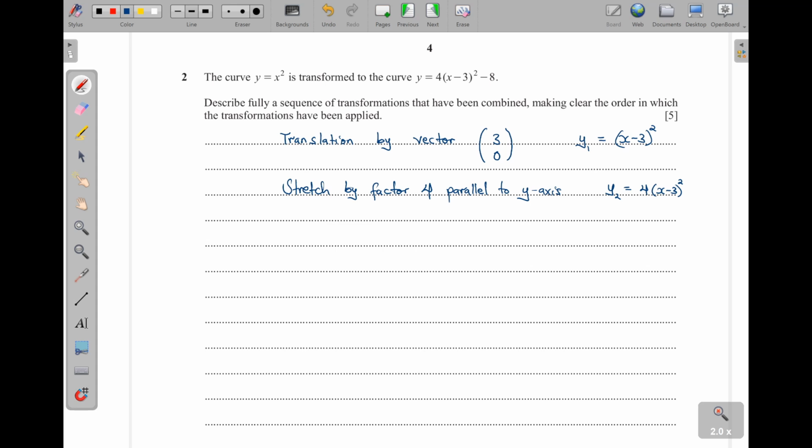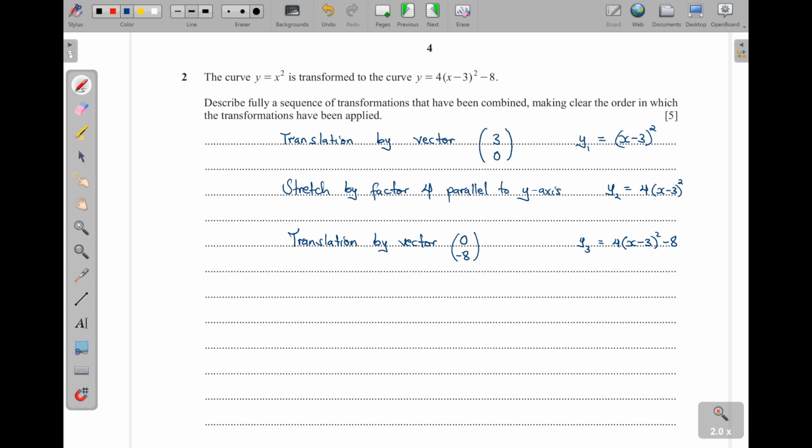You see that? Then after that, we can translate this one. I can put the minus 8. So that will be then a translation by vector. Nothing done on the x, but we are moving downwards 8 units. So we have your y3 now becomes 4 into (x minus 3) squared, then minus the 8. So the curve moves down, you see that?